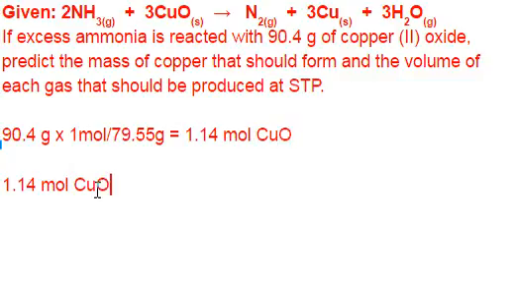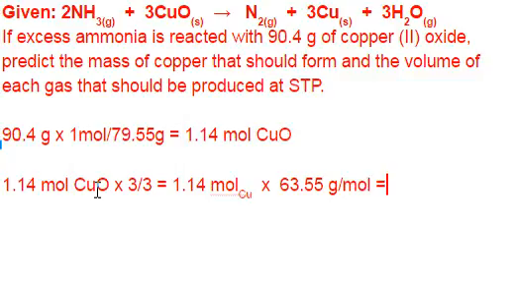If that's how much copper oxide I have, and that's my limiting reactant, and I want to know how many grams of copper, I need to look at the molar ratio between copper and copper oxide, and it's 3:3. So that's also how many moles of copper I have, 1.14 moles of copper. To find the mass of copper, I just multiply by the 63.55 grams per mole, and I should expect to get 72.21, around 72 grams of copper.